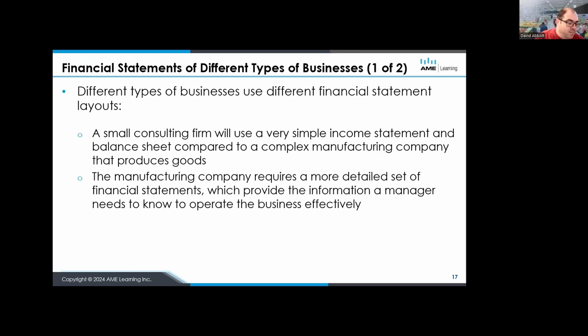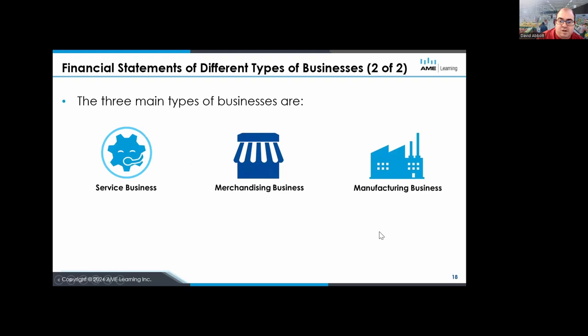For example, a small consulting firm would use a very simple income statement and balance sheet compared to a complex manufacturing company that produces goods. The manufacturing company requires a more detailed set of financial statements, with different areas that provide information to the manager to know how to operate the business efficiently.